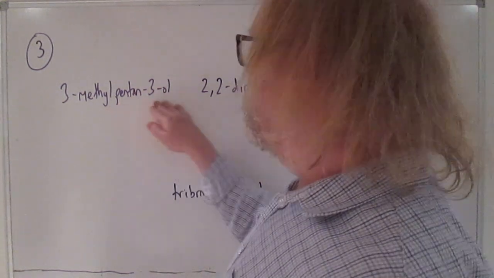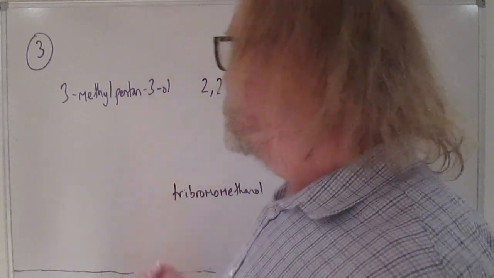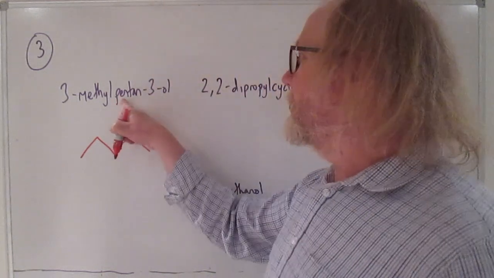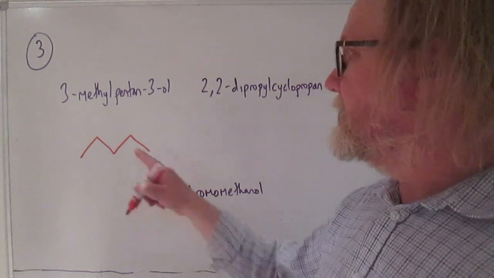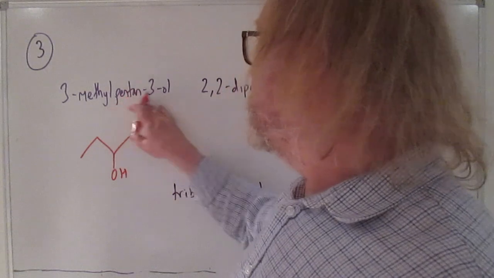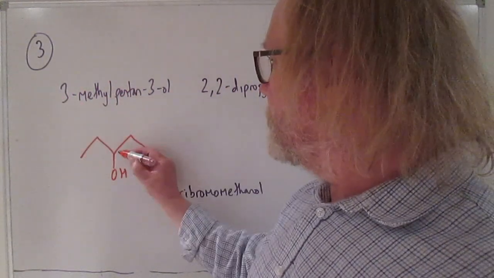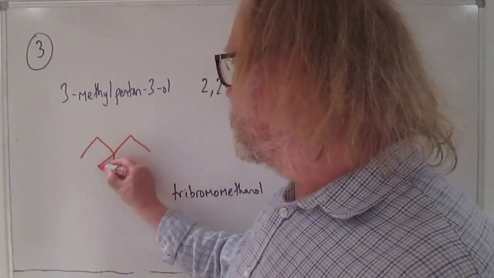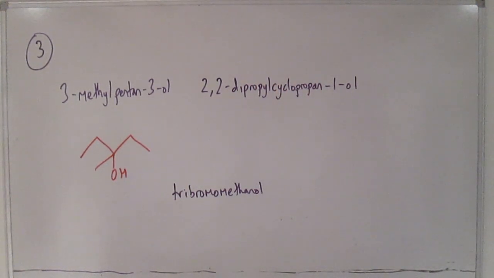So 3-methyl-pentan-3-ol, so go with the root bit first, the bit that comes at the end. Pentan means you have a chain of 5 with no double bonds in it. Pent is 5 carbons, and an means it's saturated. And 3-ol means the 3rd carbon along has the OH group on board. So that's pentan 3-ol. And then 3-methyl means that same carbon, carbon 3, also has a methyl group attached. So that's there. Okay, so that's 3-methyl-pentan-3-ol.